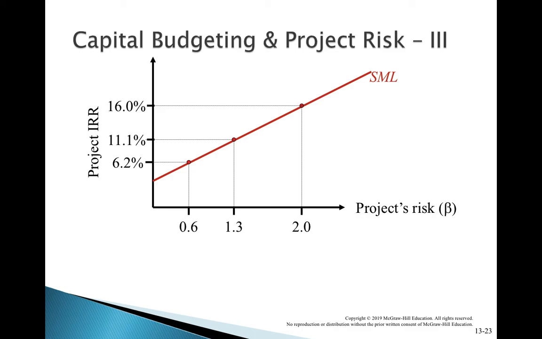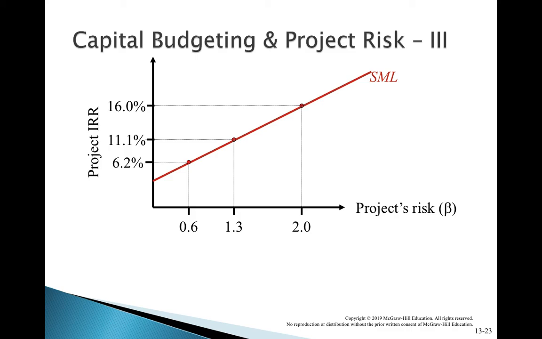And you see all these three costs of capital fall on the security market line. Based on the risk, the expected return will change. Because retailing is cyclical in nature, the investor in this industry will expect 16%. Because the utility industry is a very steady industry, non-cyclical and less risky, the investor will expect 6.2%. So low risk, low beta; high risk, high beta.